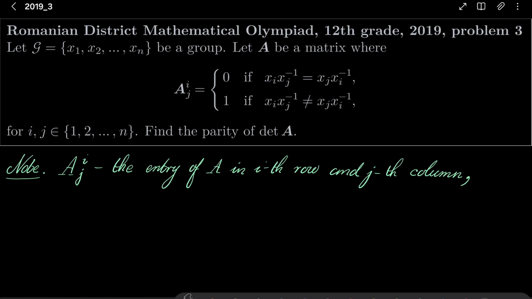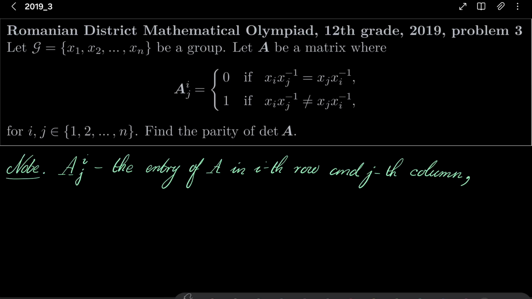And also notice that, as it is often the case in differential geometry, I denote entries of the matrix with the index of row in the upper index, and the index of column in the lower index. It does not mean that we raise our matrix to the power of i, it's just the indexing of our matrix.